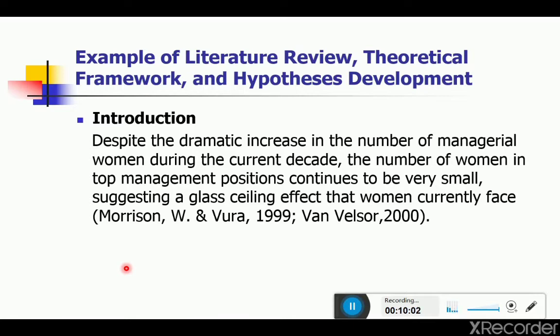Despite the dramatic increase in the number of managerial women during the current decade, the number of women in top management positions continues to be very small, suggesting a glass ceiling effect, a minority restriction, a women restriction effect that women currently face.